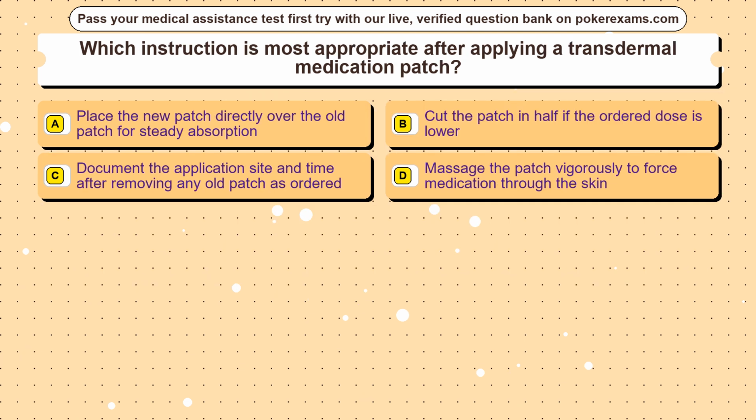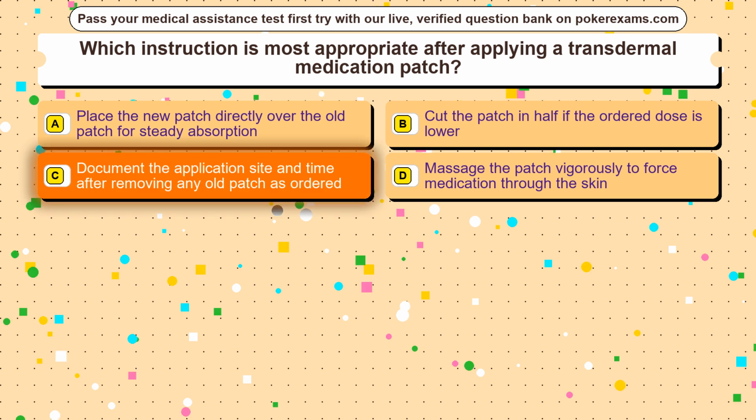Question 31. Which instruction is most appropriate after applying a transdermal medication patch? Option A, place the new patch directly over the old patch for steady absorption. Option B, cut the patch in half if the ordered dose is lower. Option C, document the application site and time after removing any old patch as ordered. Option D, massage the patch vigorously to force medication through the skin.